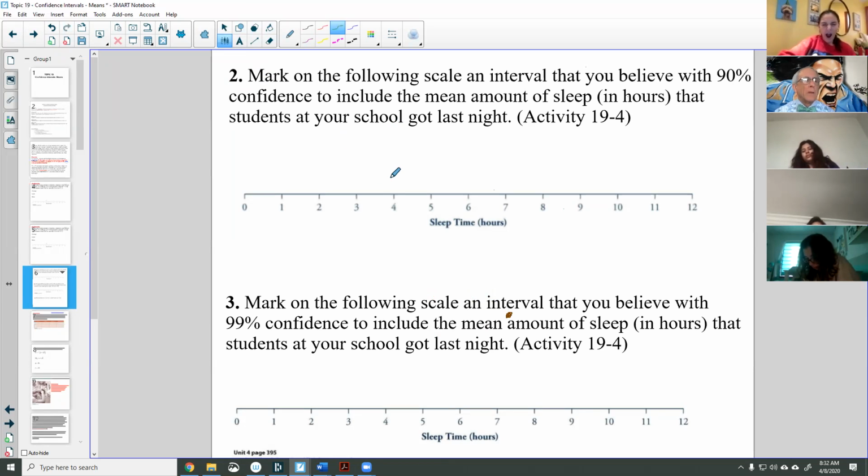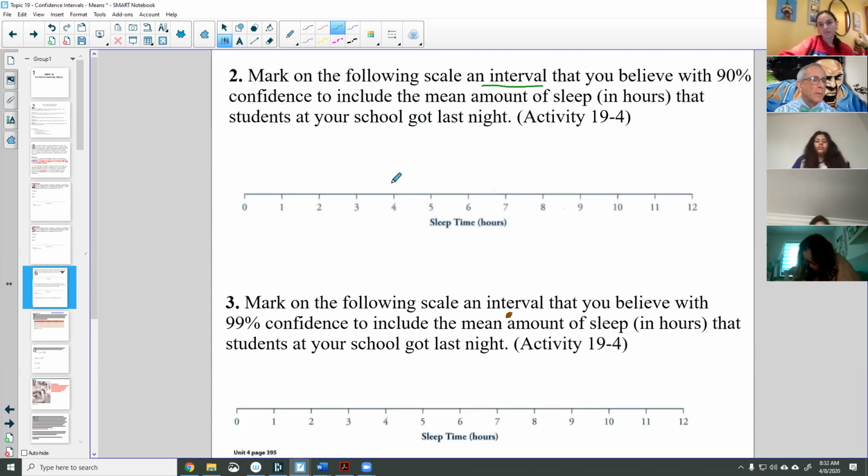Okay, so I need an interval that you believe with 90% confidence includes the average amount of sleep that a student in your class got last night. So again, we're talking about the senior class, all your buddies, right? I need an interval that you believe with 90% certainty includes the mean amount of sleep that the students got last night. 4 to 8.